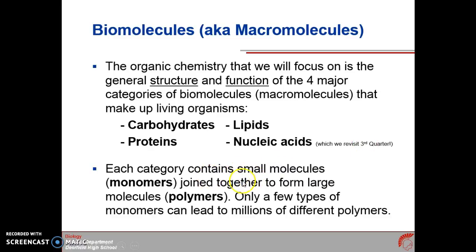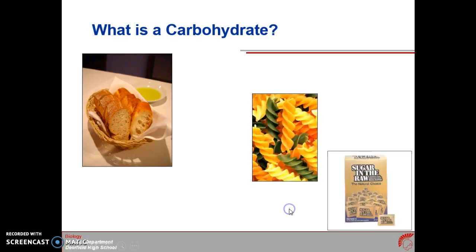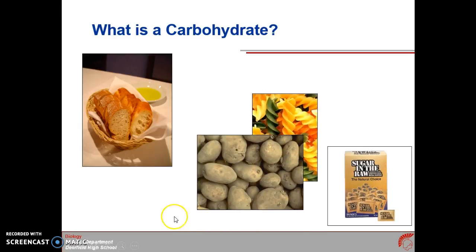Each category contains small molecules called monomers. So carbohydrate has a different monomer than a protein, and a protein has a different monomer than a lipid, etc. So you have to know what these monomers and building blocks are that join together to form the larger molecules called polymers. Note that there's only a few types of monomers, and that can lead to many different types of polymers.